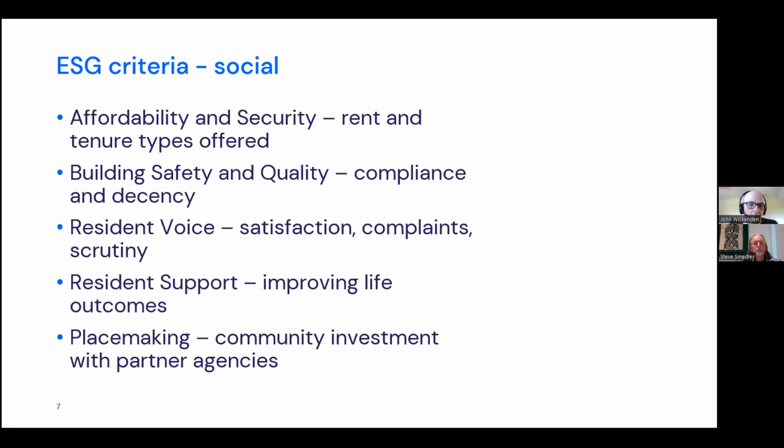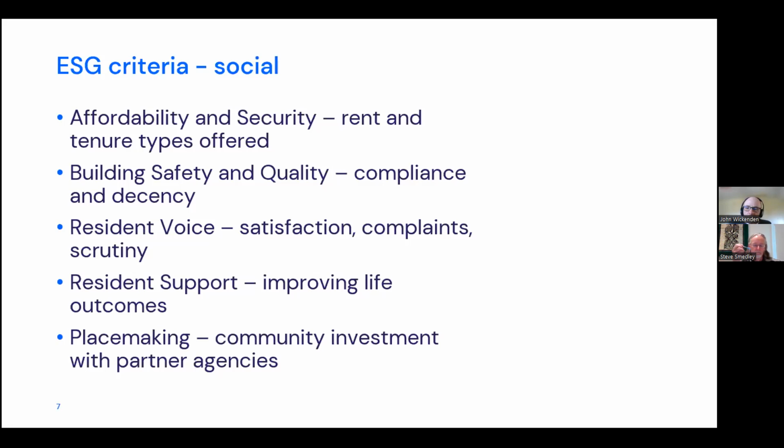We've got resident voice in there, so that's looking at things like satisfaction levels, and there's no strict criteria. It's not like you've got to use a particular type of survey. It's more about measuring satisfaction, how you have measured it and what your result is.